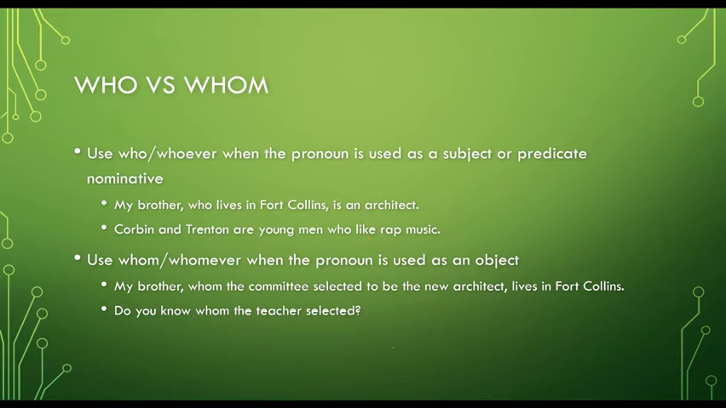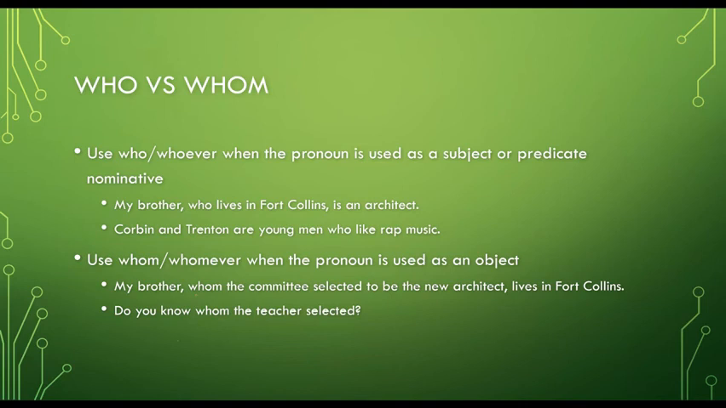And we look at this next piece. Use whom or whomever when the pronoun is used as an object. "My brother, whom the committee selected to be the new architect, lives in Fort Collins." In this clause of the sentence, I'm looking for the verb, and the verb that I see here is selected. So who did the selecting here? That's the committee, not our who or whom. The committee selected whom to be the new architect, so whom is receiving the action here. That is clearly the objective case, and we would use whom as opposed to who.